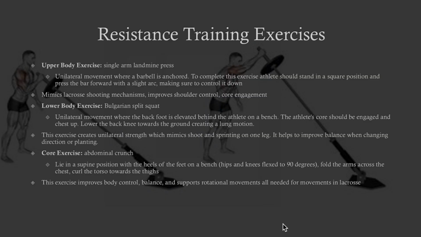For a core exercise, an abdominal crunch could be done. Athletes should lie in a supine position with the heels of the feet on a bench, hips and knees flexed to 90 degrees. Fold the arms across the chest and curl the torso towards the thighs. This exercise improves body control, balance, and supports rotational movements, all needed for movements in lacrosse.